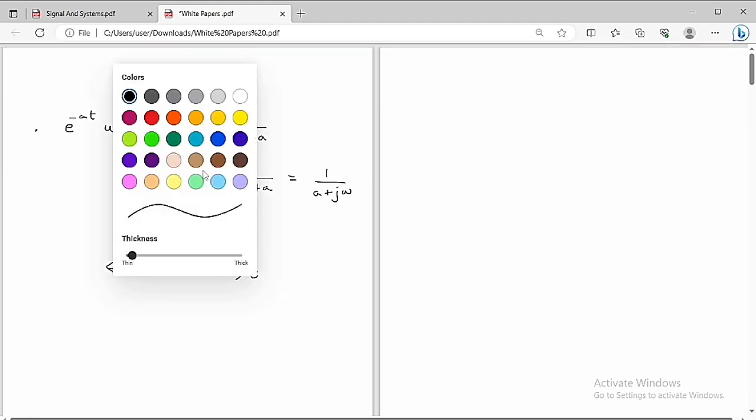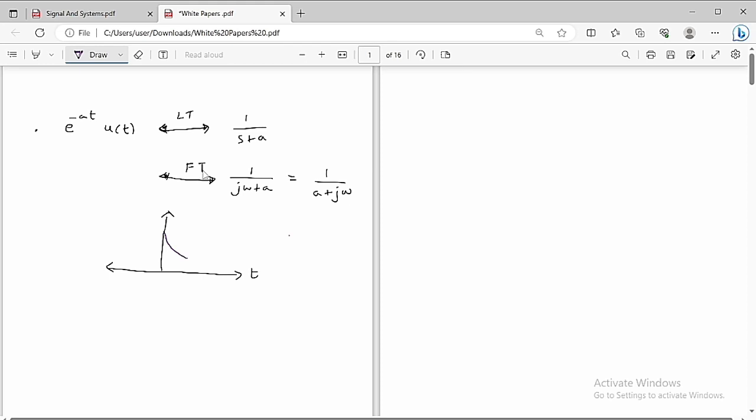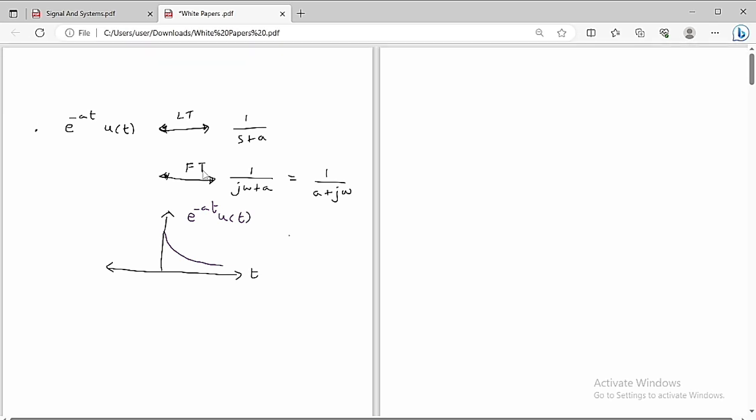Let me go to another sketch so that we can easily see. This is e to the power of minus at into u of t. These things you always have to keep in your mind. For e to the power of minus at into u of t, the Laplace transform is 1 by s plus a. If you want the Fourier transform, substitute s equal to jω, and we get 1 by jω plus a, or 1 by a plus jω. As you can see clearly, the waveform is like a decaying signal, whereas for t less than 0, its value is equal to 0. These things you always have to keep in your mind.